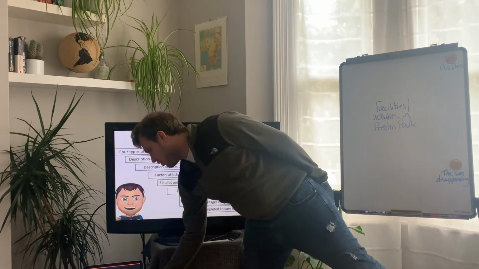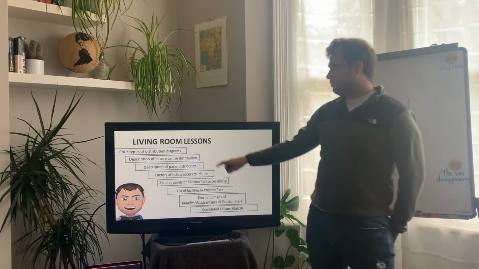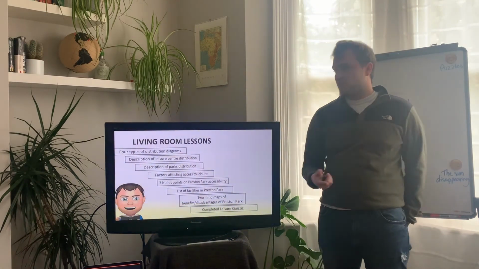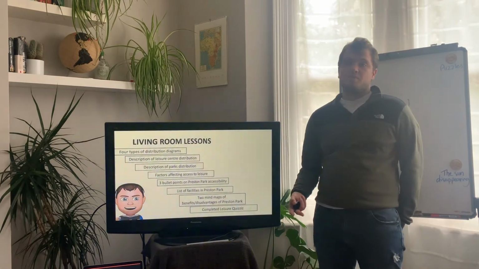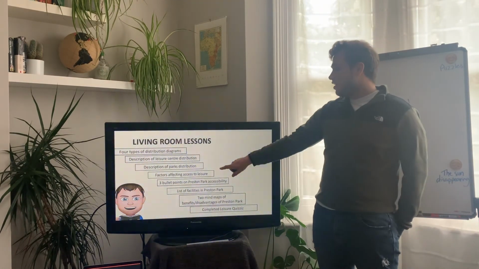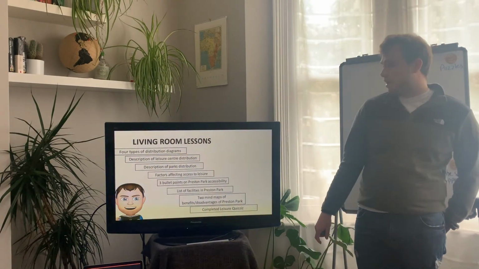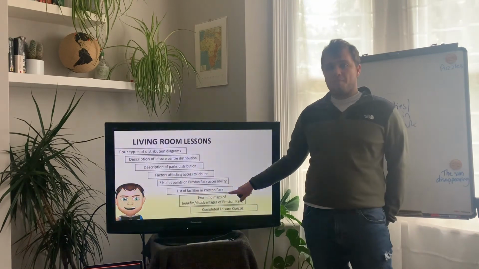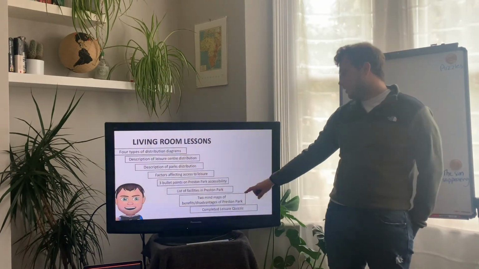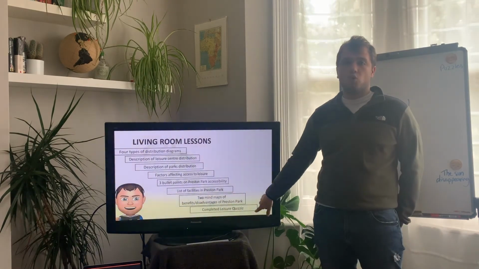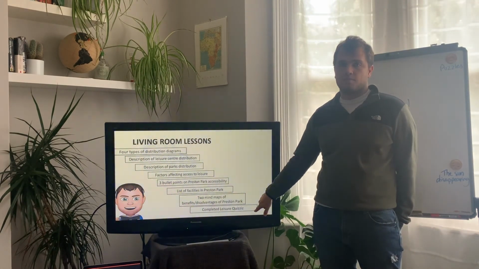Okay. So what you should have in your book: the 4 types of leisure distribution, description of leisure centres, description of park, so the distribution descriptions, the factors affecting access to leisure, the 3 bullet points on what makes Preston Park accessible, a list or a mind map of facilities at Preston Park, the 2 different mind maps of the advantages and disadvantages, and you will have all completed your quizzes, okay?